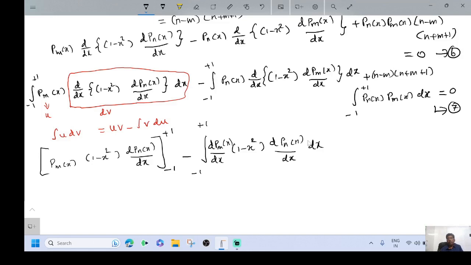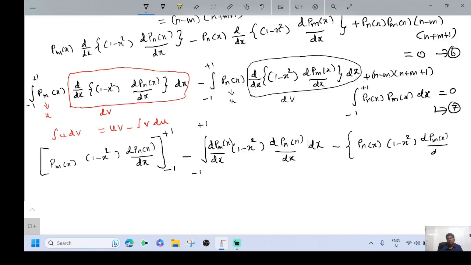Now we have to come to the second integral. Yes, we have to integrate this using the same formula: integral u dv equal to uv minus integral v du. Here this is u, and the rest of the things is dv. Put the negative sign. Write down the value of uv, that is Pn of x into 1 minus x square dPm of x divided by dx.